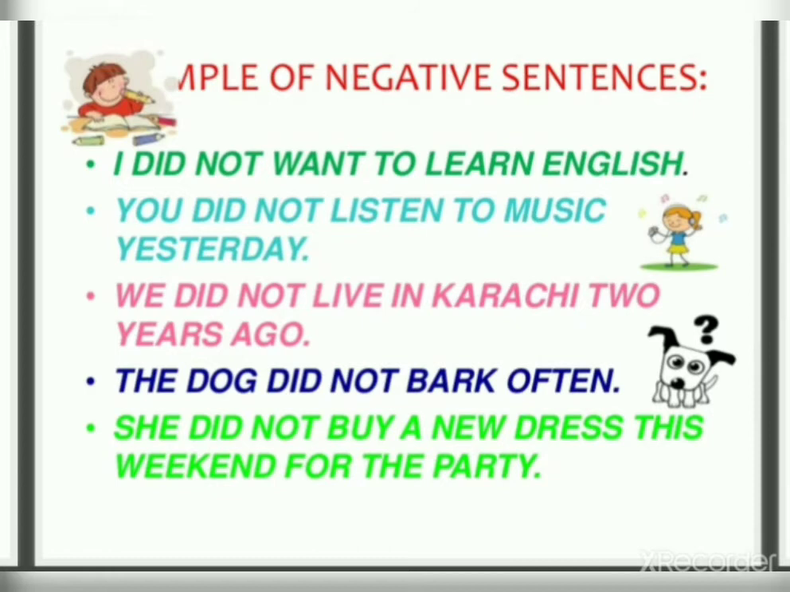In all these sentences, you can see these are negative sentences because we add a negative marker. We cannot add a negative word or marker directly. We need a helping verb, which is did. As we have did, that is why we are using V1 in negative sentences.